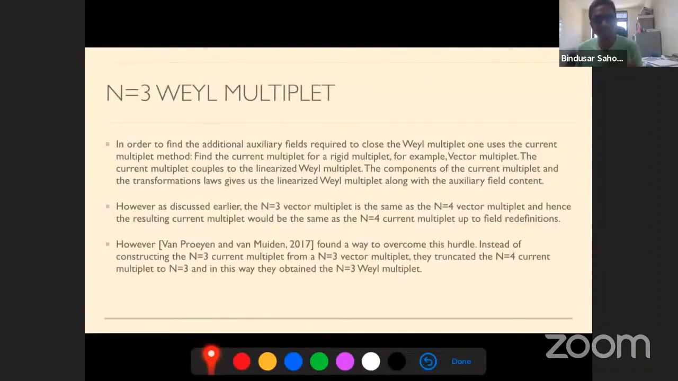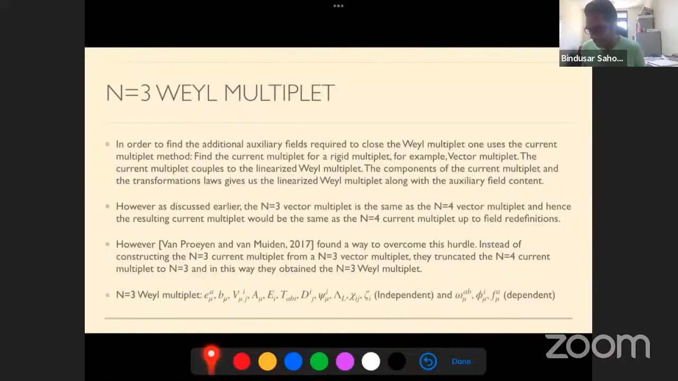So what they did is, instead of constructing the N=3 current multiplet from an N=3 rigid vector multiplet, they truncated the N=4 current multiplet directly to N=3. And in this way, they obtained the N=3 Weyl multiplet. Okay. And these are the field contents of the N=3 Weyl multiplet.